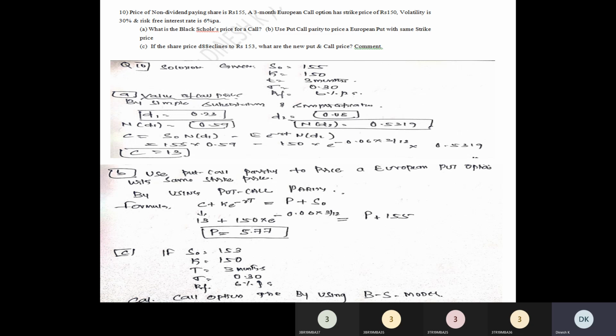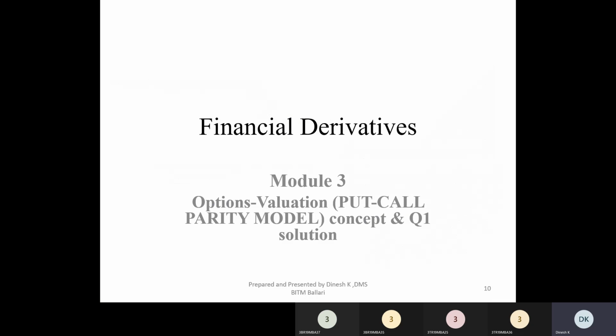Fine. This is simply about using put call parity to find the price of one asset when the other asset's price is missing. Okay. Now let's move on to the actual put call parity and understand the arbitrage process, right?